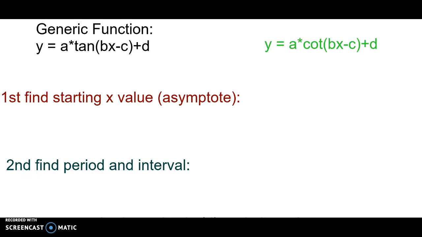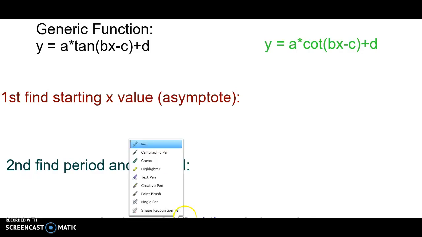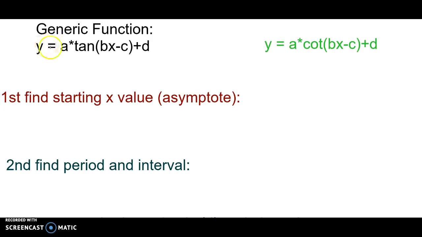Okay, so let's talk about this in a general sense, because obviously it's not always going to be that simple. So here's a generic function for us: y equals a times tangent of bx minus c, plus d. And then very similar for cotangent. One thing it says here is that first, when we graph this, we're going to find our starting x value. Now notice that I didn't refer to this as our horizontal shift, because when we graphed sine and cosine we did that, but this time it's really our starting x value.